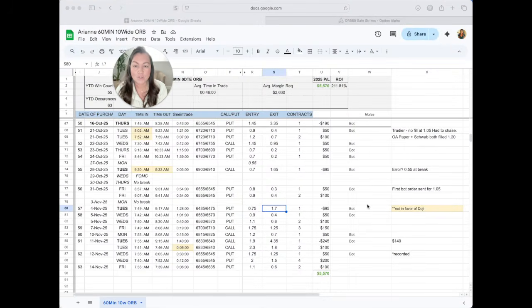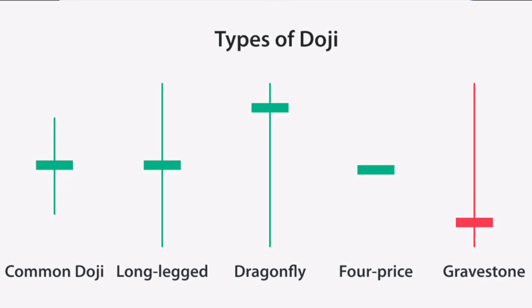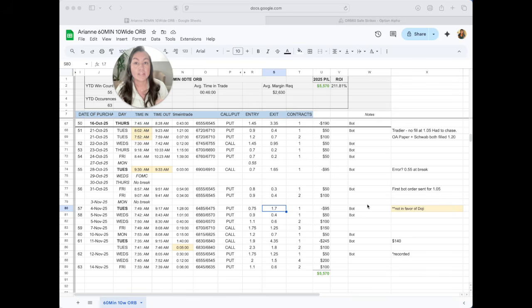All right, the last thing I want to talk about: in the next version of my template, I am testing a setting that looks for a doji candle in the first 15 minutes of the session. If there is a doji candle, the bot will not run that day. Why am I looking for that? First of all, a doji candle is a sign of indecision. And I just have this theory that when the first 15-minute candle is a doji, the price action that follows, at least in the next couple of hours, usually is a violent chop.